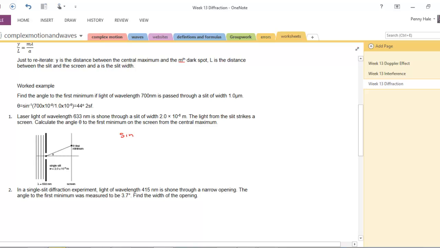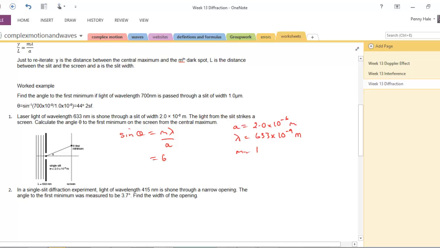Remember, we had sine theta equaling m lambda over W. In this case, in this particular worksheet, we've been using A, so I'll put A as the slit width. First off, we'll write down all the things. What is the slit width? A is equal to 2.0 times 10 to the minus 6 meters. Wavelength is equal to 633 times 10 to the minus 9, which is nanometers. And we want to find out what theta is for m equals 1. That's the first minimum. So let's find out.